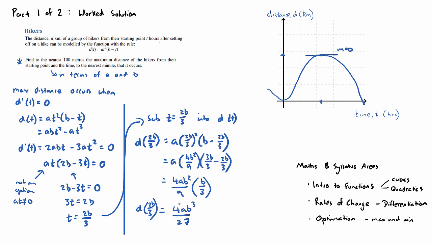Okay, so there we have it. There is our answer. In terms of A and B, this is the maximum distance that the hikers are away from their starting point. And in the next video, I'll be talking about how this question ties in with the Maths B syllabus.